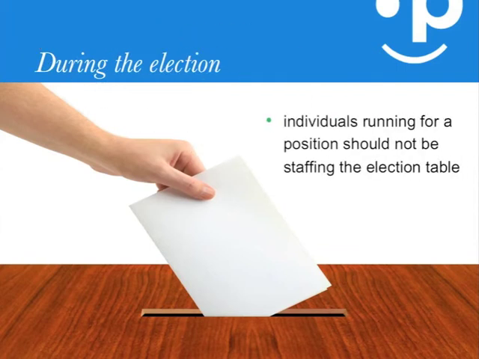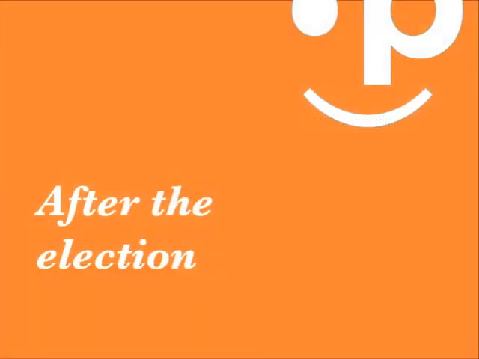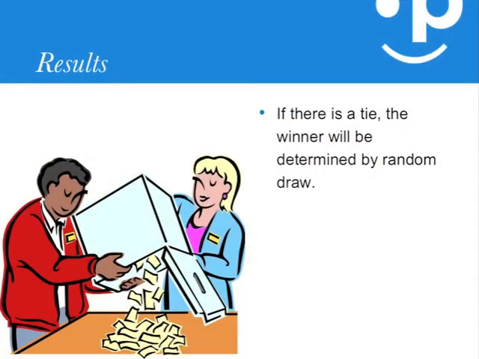A neutral party should be running the election. Nominees are not permitted to staff the table. Now that the votes have been collected, it's up to the Election Planning Committee to count the ballots and notify the public of successful candidates. If there's a tie, the winner will be chosen by random draw.